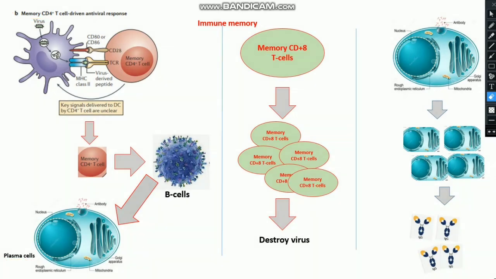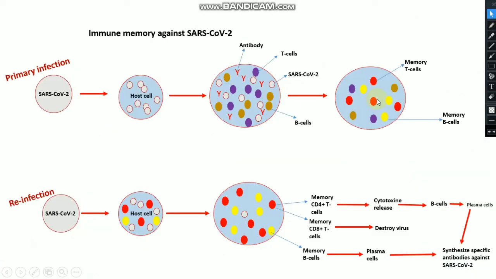So now I'm gonna show you how the immune memory is formed against SARS-CoV-2. As I mentioned earlier, how memory T cells or memory cells are formed, here also it is the same kind of thing.